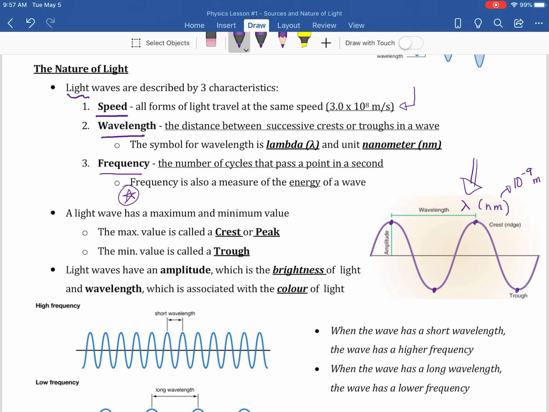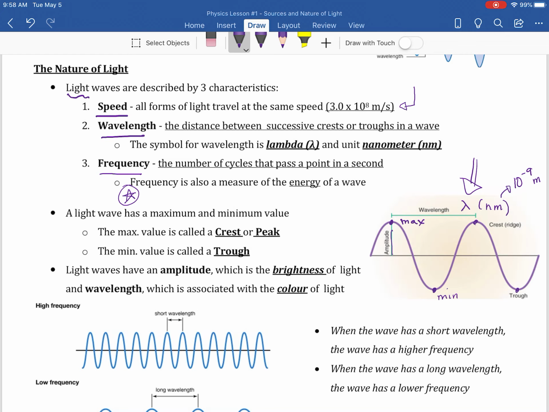So a light wave has a maximum and minimum value. When I talk about that, here's my max value, the crest. Here's my min value, the trough, okay? And the height of this wave, as you can see right here, the amplitude, illustrates how high up the crest or the trough is. And that amplitude dictates how bright the wave is, okay?